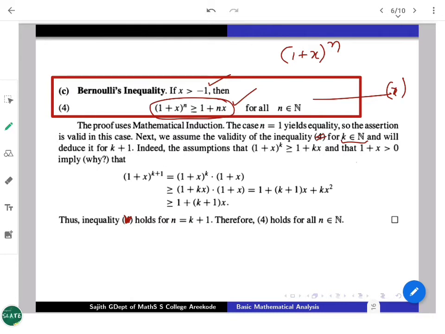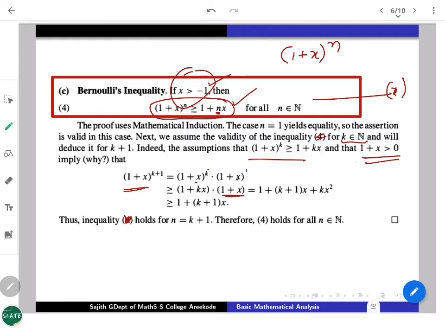So we have the inequality is going to be true for k, which obviously says 1 plus x to the power k is greater than or equal to 1 plus kx, with k instead of n. Already 1 plus x is greater than 0 because x is greater than minus 1 is applied. Now simply rewrite 1 plus x to the power k plus 1. Factorize it, just making k here and 1 here. Now this again, 1 plus x is a positive term.